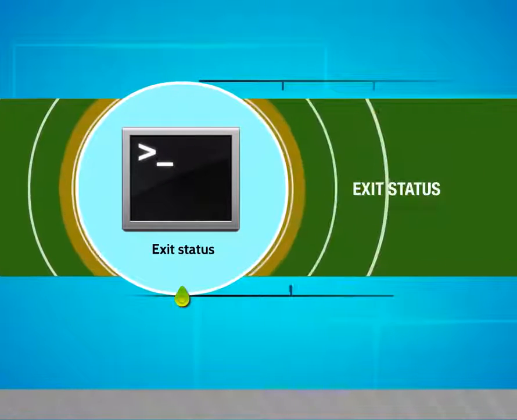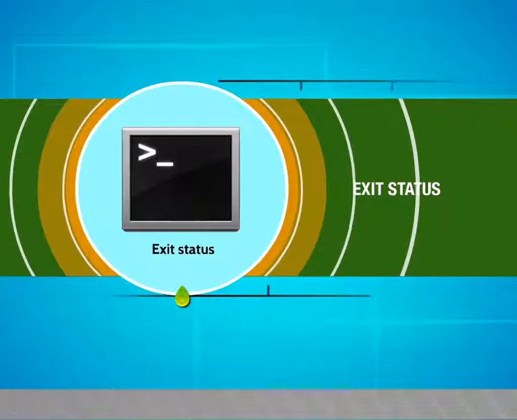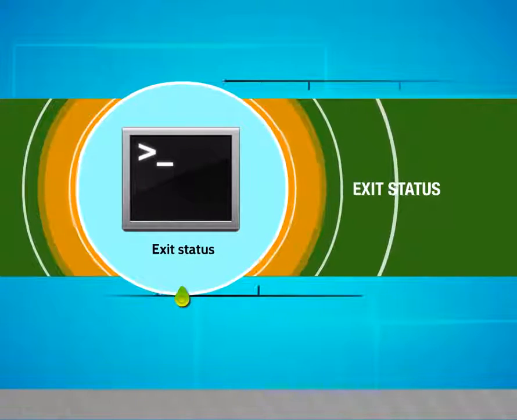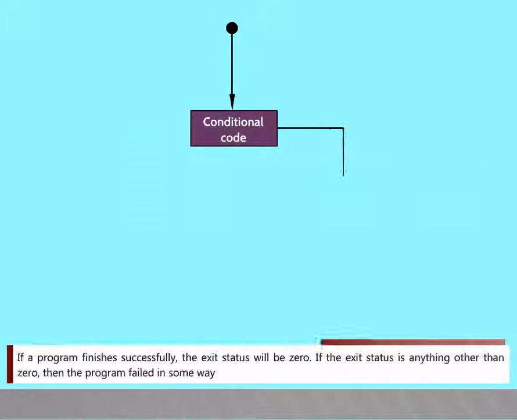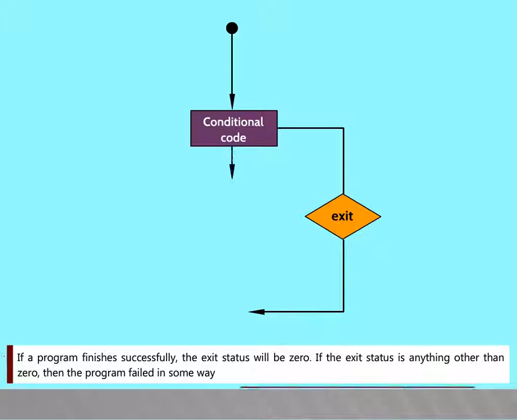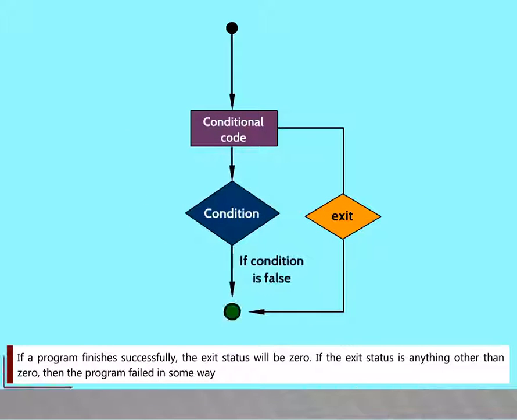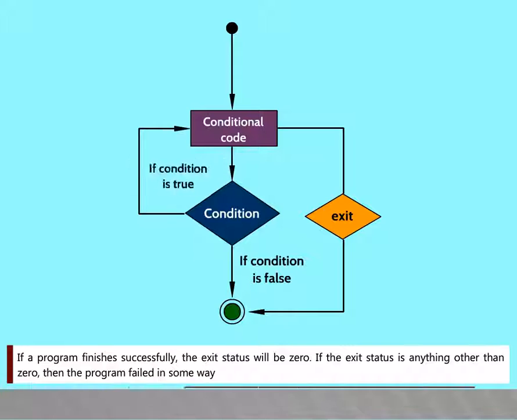Exit status. In this video, we are going to see about exit status. If a program finishes successfully, the exit status will be 0. If the exit status is anything other than 0, then the program has failed in some way.